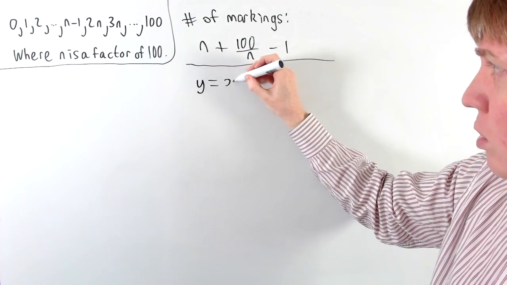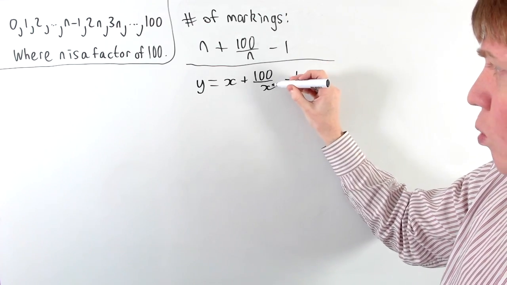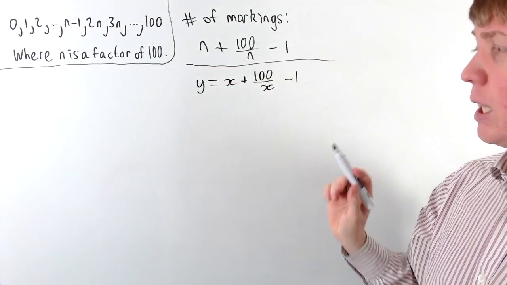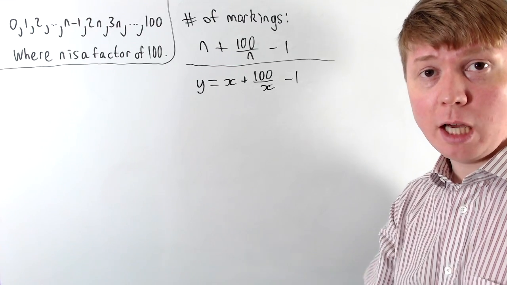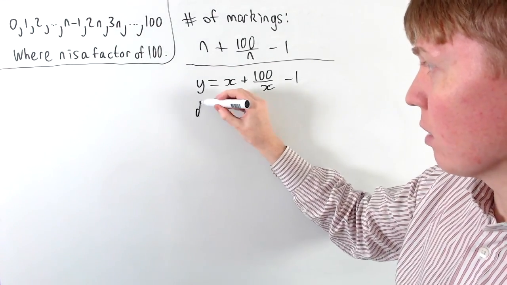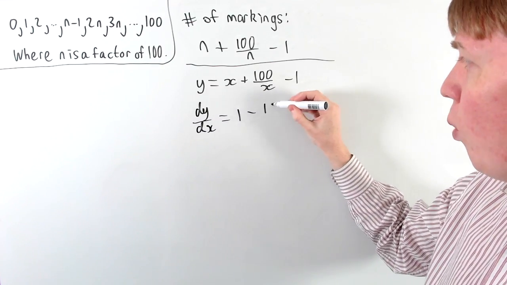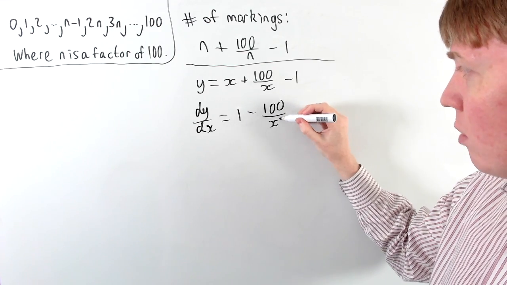Let's say y equals x plus 100 over x minus 1, like this. So we've just replaced our n by an x. Then we can use a bit of calculus to show that 10 will give us the smallest possible value here. So when we differentiate this, we get that our dy/dx is 1 minus 100 over x squared.